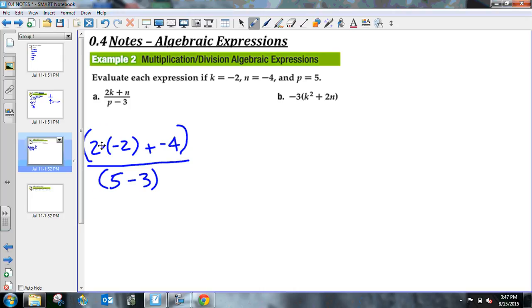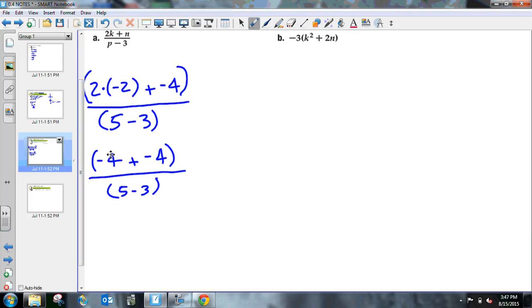So the first thing I'm going to do is take 2 times -2, and a negative times a positive gives me a negative, so 2 times 2 is 4, and it's going to be negative. So I've got negative 4 plus negative 4, okay? And then I'm going to do 5 minus 3. Okay, so 5 minus 3. All right, so now I did my multiplication first. Now we can do our addition. So negative 4 plus negative 4, that gives me negative 8. And in my denominator, I've got 5 minus 3, which is 2.